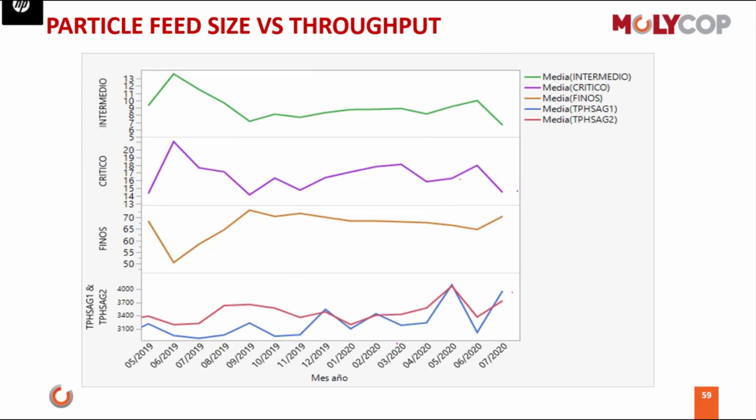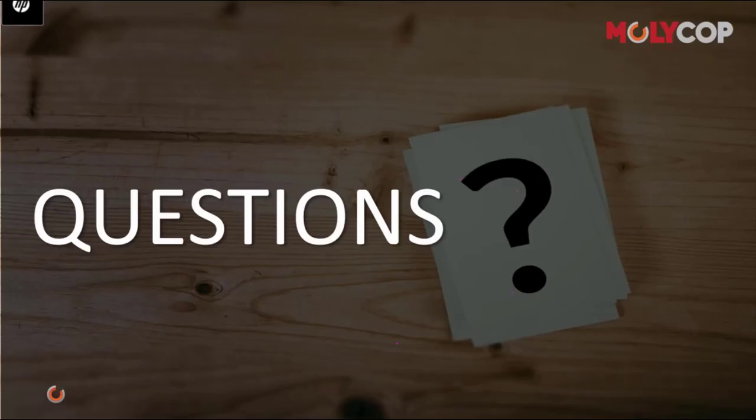And this is the same, as a summary of the last two. You can see with time how they have improved the throughput from May 19 until July 20. There is a trend of increasing throughput according to reducing the critical size and increasing the fine particles fed to the mill. So that's all.